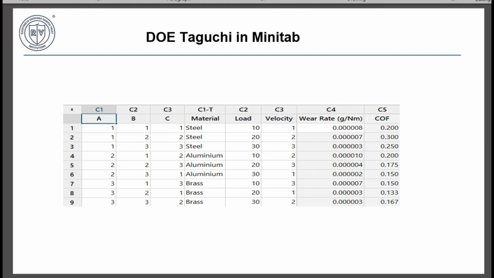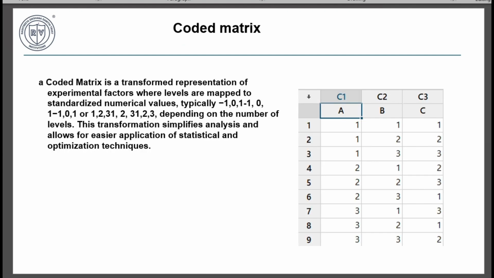Now let's get to the Minitab. Here we have designed a Taguchi table using Minitab, and we have imported all the data from the Taguchi orthogonal array into the Minitab. And this part of the previously shown completed table is called the coded matrix.